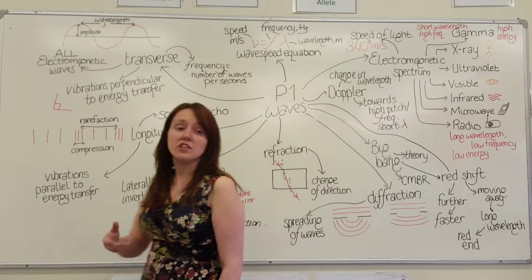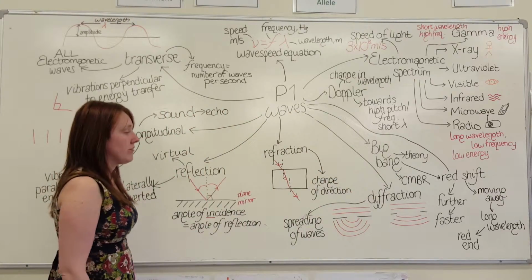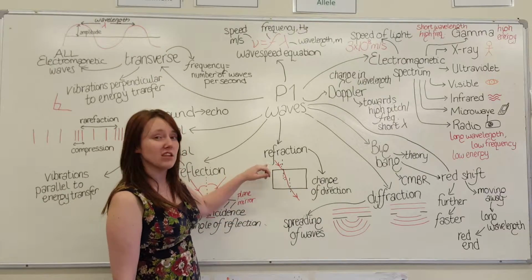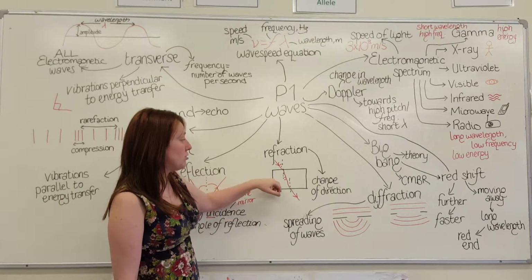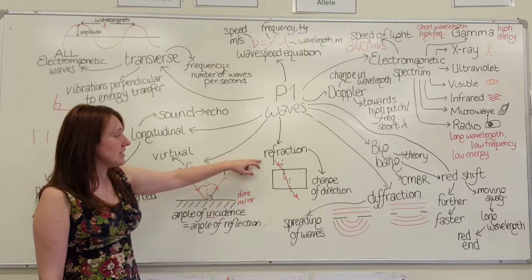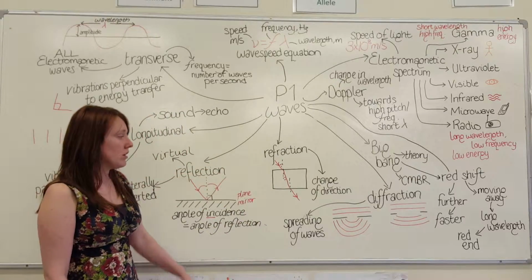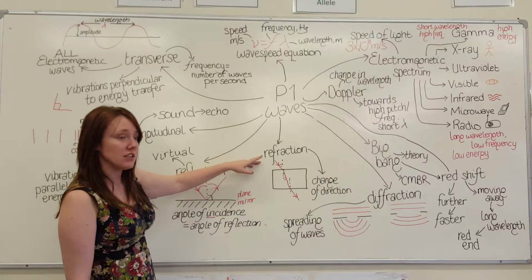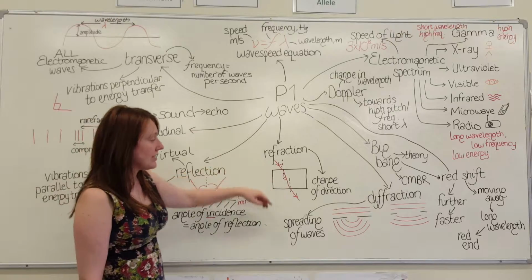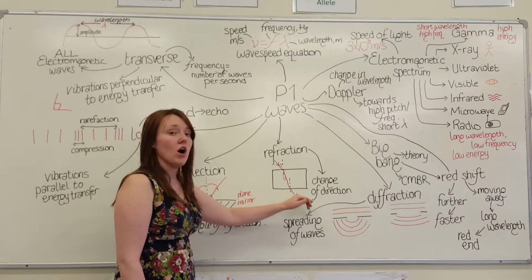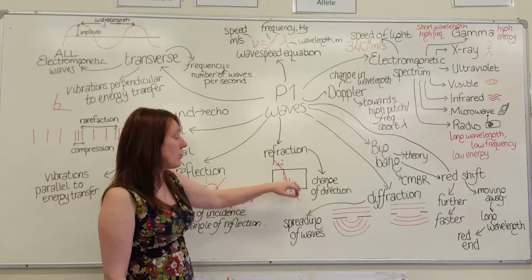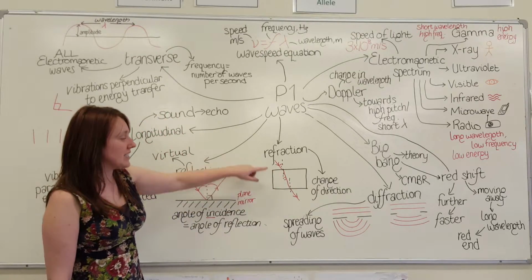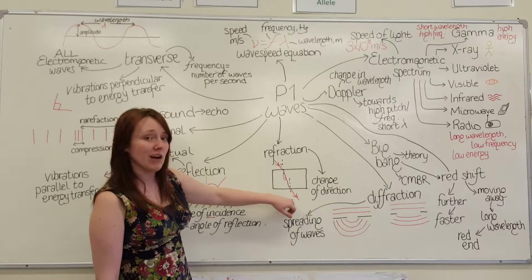The second law you need to know about is refraction. Refraction is where a wave changes direction as it goes from one media to another. So for instance, as it enters a glass block, it bends towards the normal because it's going from less dense to more dense, and as it comes out again, it bends away from the normal as it goes from more dense to less dense. Notice that the incoming ray is at the same angle as the outgoing ray.